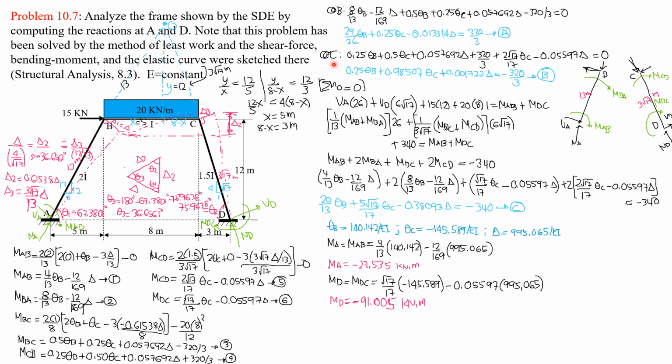Apply equilibrium at C. MCB plus MCD equals 0. This is MCB, 0.25 theta B plus 0.5 theta C plus 0.057692 delta plus 320 over 3. MCB plus MCD, which is 2 square root of 17 over 17 theta C minus 0.05597 delta equals 0. Combining like terms, 0.25 theta B plus 0.98507 theta C plus 0.001722 delta equals negative 320 over 3.